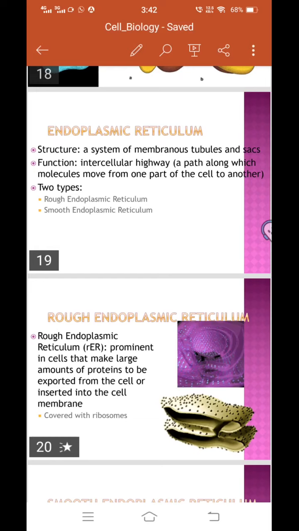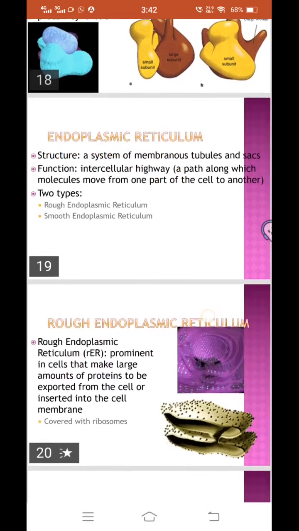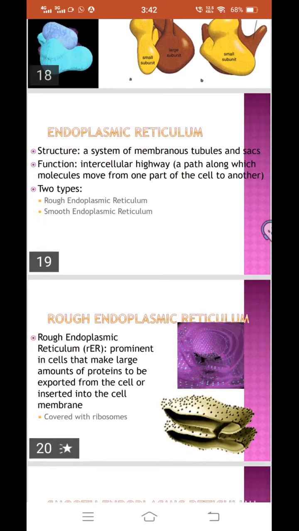ठीक है, and they have a function, that is they are intercellular path along which the molecules move. It means कि they provide the intercellular path for the movement of the molecules from one part of the cell के एक पार्ट से दूसरे पार्ट में जो मॉलिक्यूल्स मूव करते हैं, that are moved through the endoplasmic reticulum. So movement के लिए यूज हो रहा है, transportation के लिए यूज हो रहा है. इसका मतलब क्या हो गया, that endoplasmic reticulum has the tubular structure.